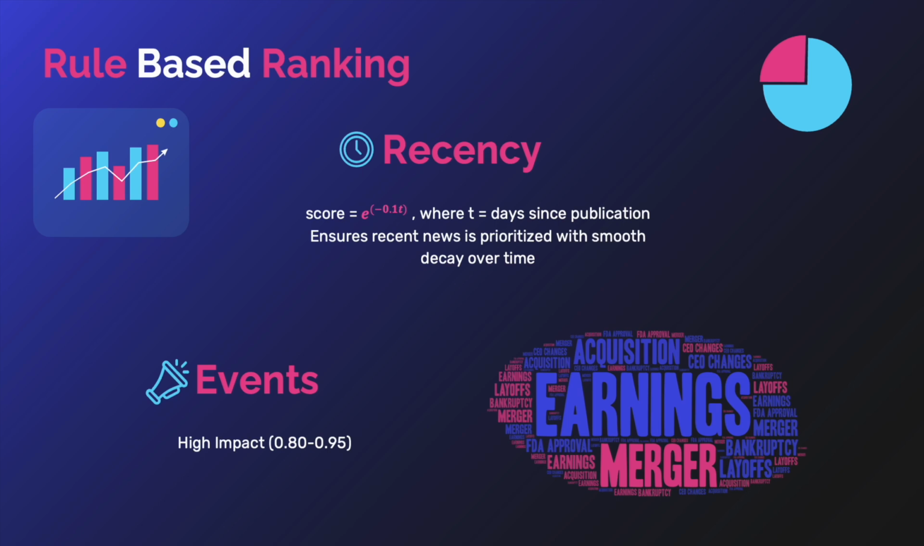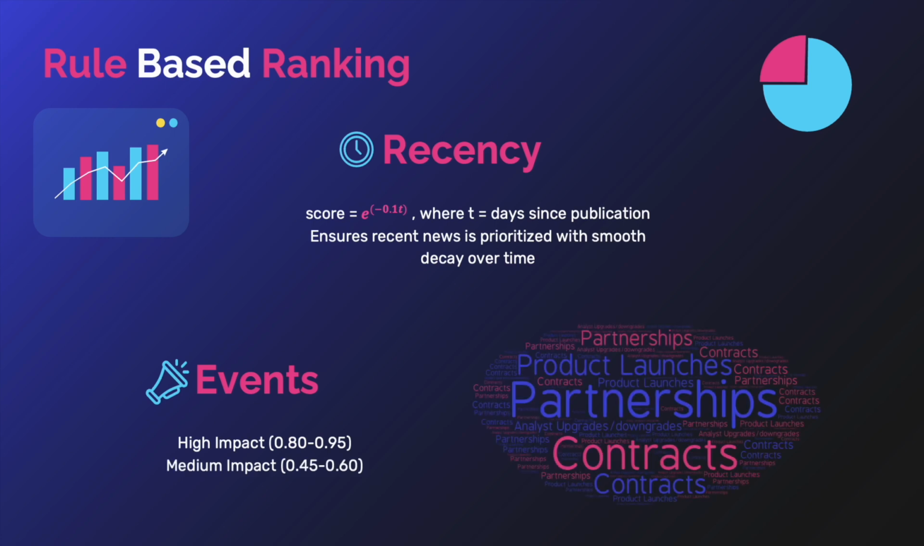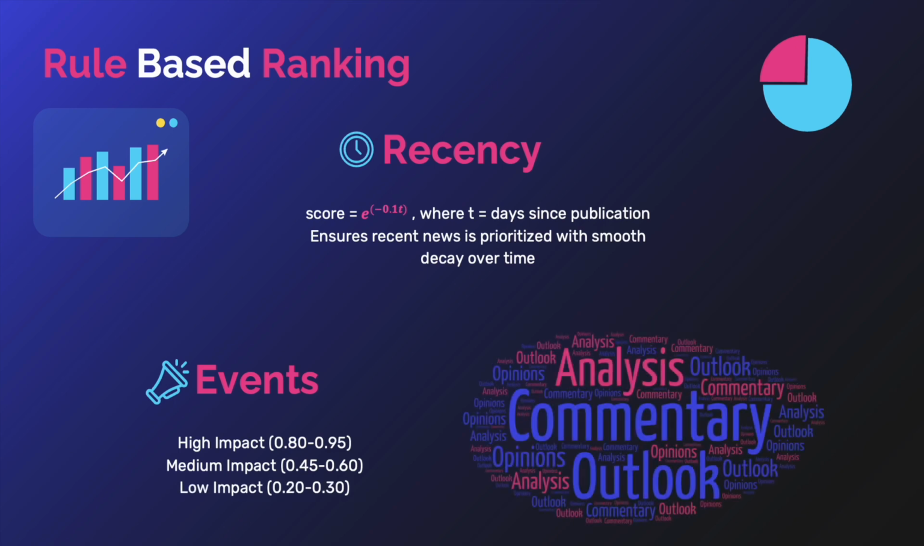Second, we calculate the event magnitude. Since not all news is equally important, we've created a 3-tier keyword classification system based on financial impact. High impact events like earnings reports, mergers, and CEO changes have a score of 80 to 95%. Medium impact events like partnerships and product launches have a score of 45 to 60%, whereas low impact events like general commentary and opinions have 20 to 30% importance. This ensures that market-moving events are ranked higher than routine updates.